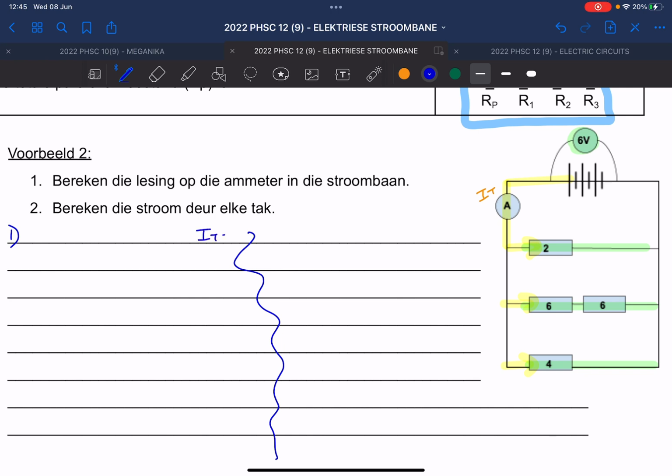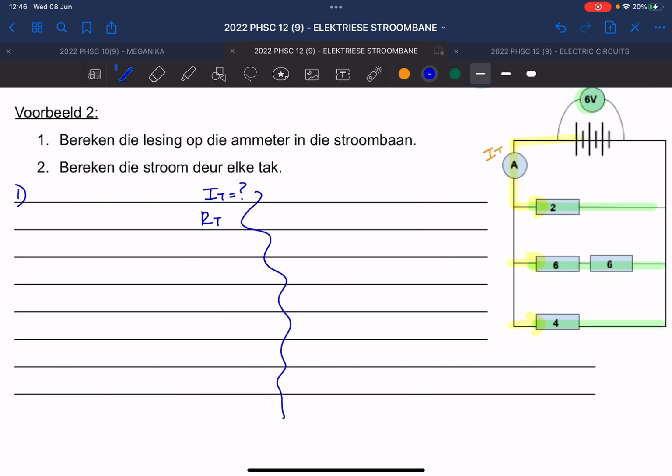Okay, so they want the total current. For that, we need the total resistance and the total volts. Menai, wat is die totale volts? 6. Is dit nie 6 plus 6 plus 6, 18 nie? Nee. 6, klaar. Nee, daar's nie nou 6 mannetjies nie. Elke mannetjie het net 6 toebroodjies.